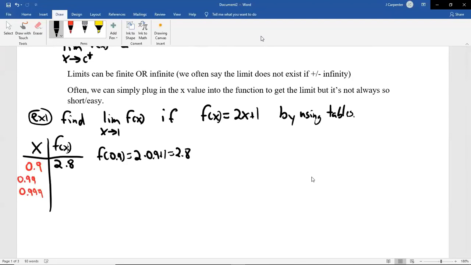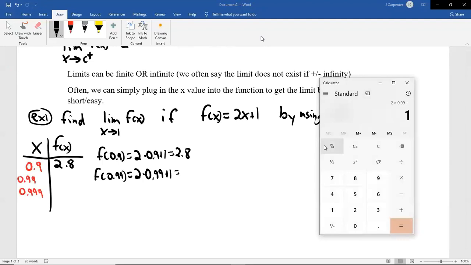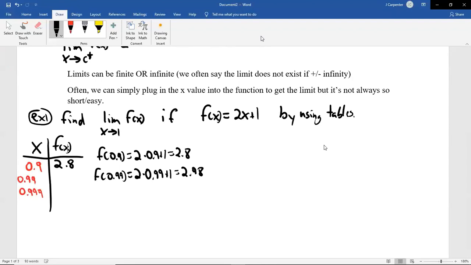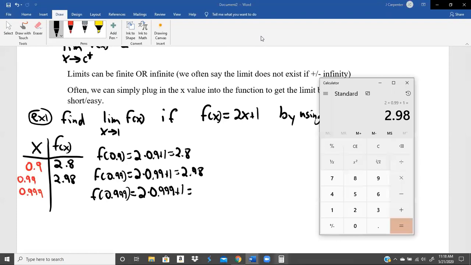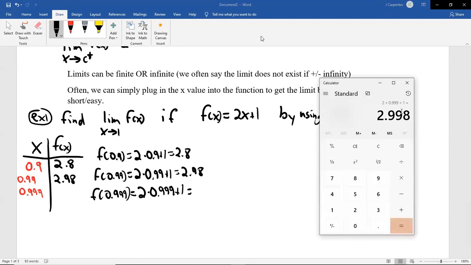The f of 0.99? Well, that's 2 times 0.99 plus 1, and you get 2.98. And then f of 0.999 is 2 times 0.999 plus 1, and you get 2.998.